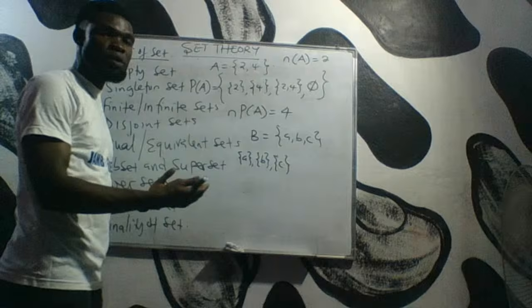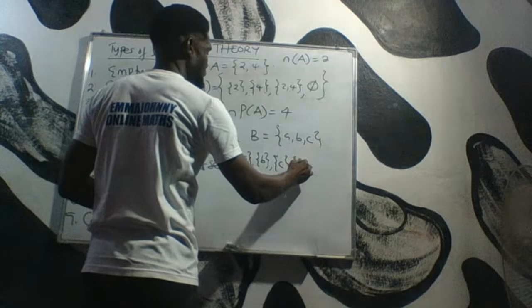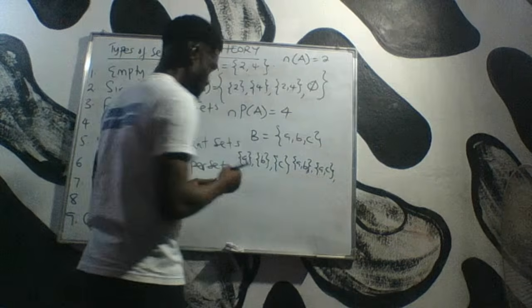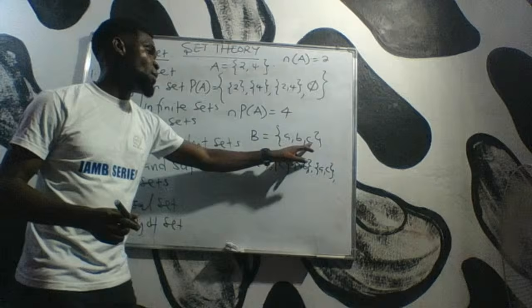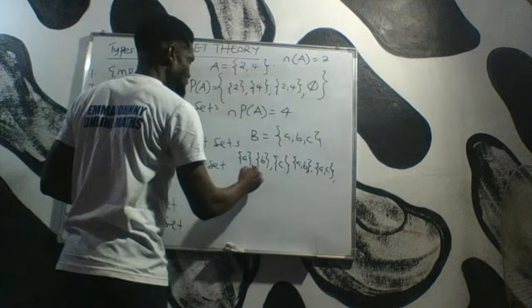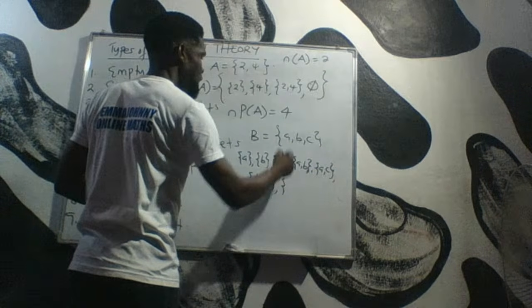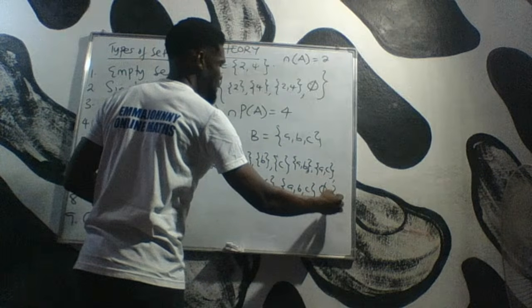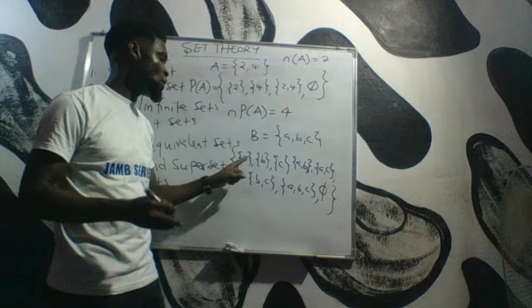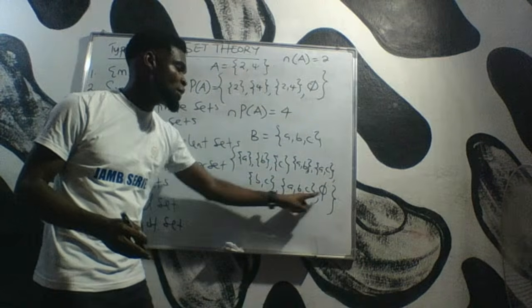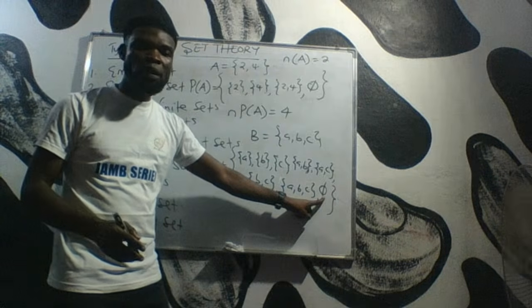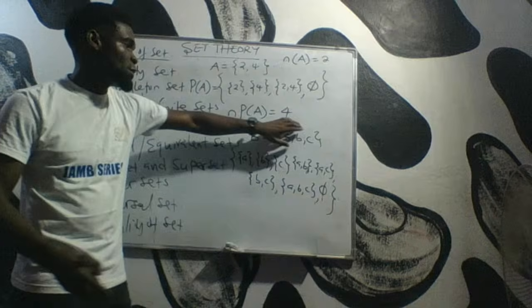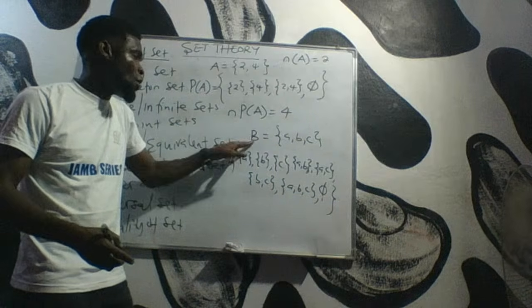Then I'll combine two. I'll combine A and B, A comma B. Next will be A comma C. Next will be B comma C. Next will be A B C. Then next will be an empty set. So put them in a curly bracket. Now let's count the number of sets: 1, 2, 3, 4, 5, 6, 7, 8. I've been able to obtain 8 subsets from this particular set, which now forms the power set of set B.